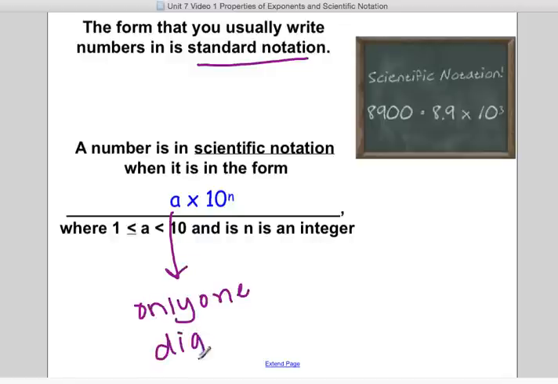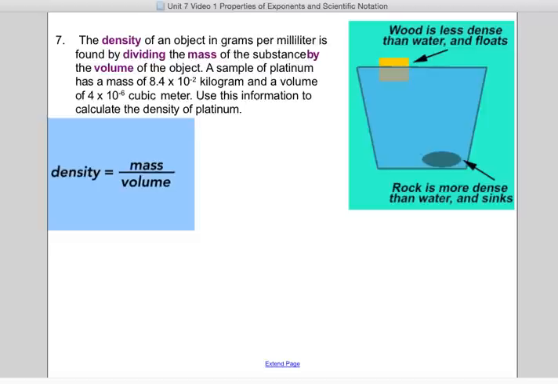And by that I mean it has one number and then a decimal point. There can only be one number, and then a decimal point, and then you can have more decimals. So it's in between 1 and 10. So you could have 1, 2, 3, 4, 5, 6, 7, 8, and 9. You cannot have 10, because then it would be 2 digits. So that's scientific notation. Let's go ahead and look at some examples.